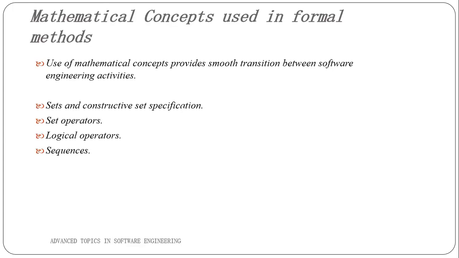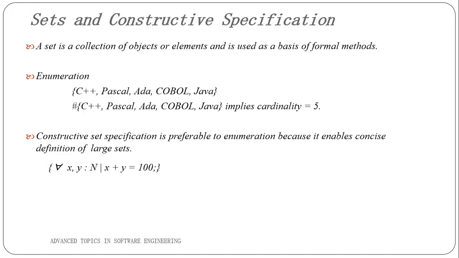Before going to the concepts of formal methods, we just introduce the mathematical concepts that are used in formal methods. The use of mathematical concepts provides a smooth transition between the software engineering activities. The following mathematical concepts are used in formal methods. First is sets and constructive set specification. Second is set operators. Third is logical operators. Fourth is sequences.